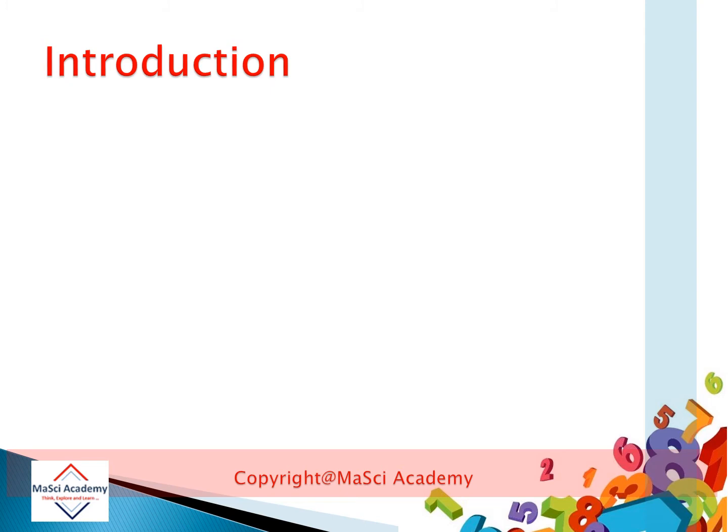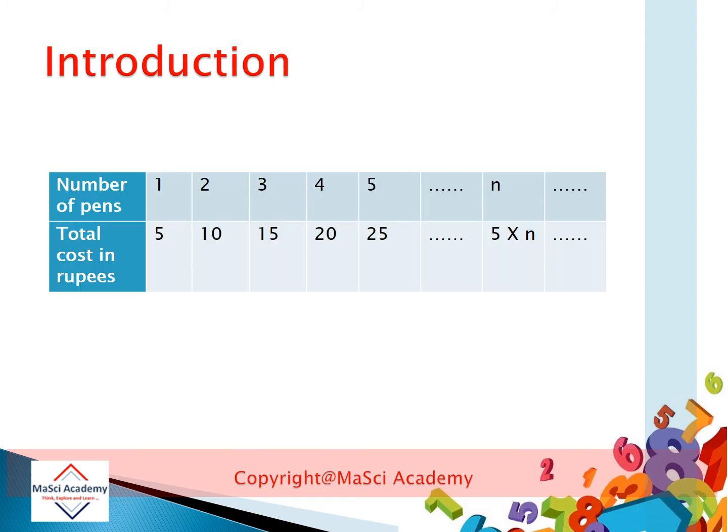Let's take another example. The cost of 1 pen is rupees 5. So what will be the cost of 2 pens? It will be rupees 10. The cost of 3 pens, rupees 15. The cost of 4 pens, rupees 20. And the cost of 5 pens will be rupees 25. So if we generalize the cost of pens, the cost of n pens would be 5 multiplied by n. So what do we infer here? Total cost is equal to 5 multiplied by number of pens.